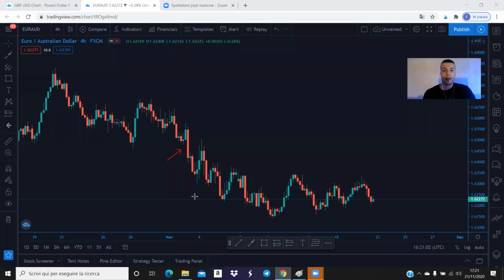Is it possible to have the base as a doji? Yes.